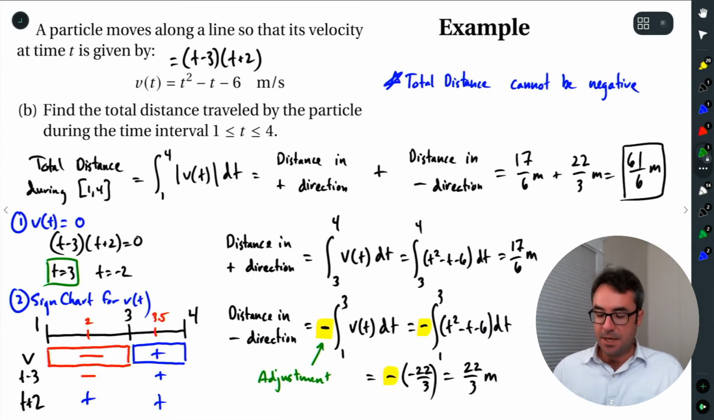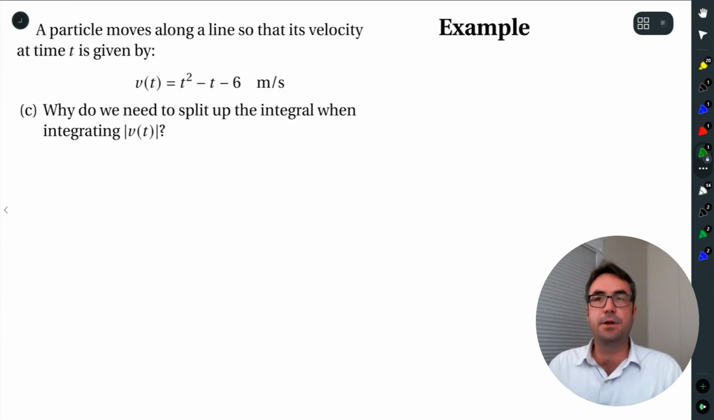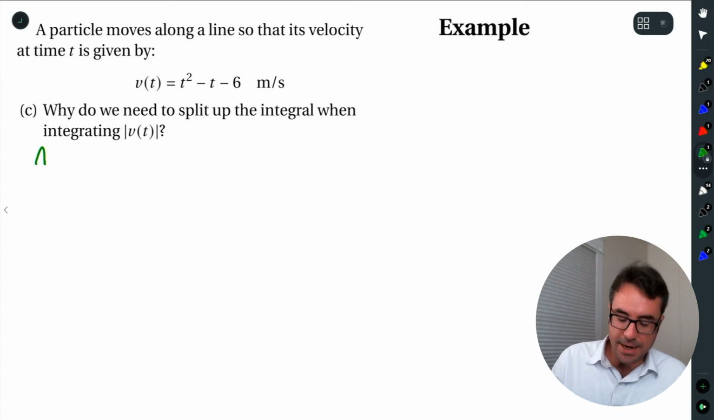All right, so let's look at this adjustment. Where is this negative coming from? It's really coming from this absolute value sign. So let's look at this a little bit further. That's what we're going to do in part C: why do we actually need to split up the integral when we're integrating the absolute value of our function? The reason has to do with the fact that the absolute value function is a piecewise function.